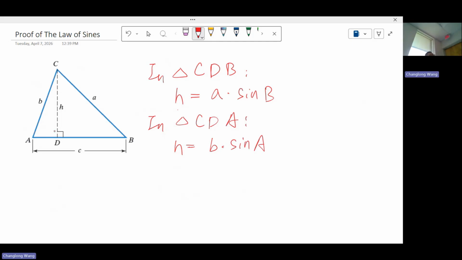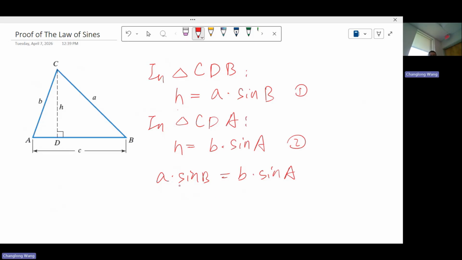Now I'm looking at the small right triangle on the left. Now, what can we learn from these two equations? It's the same h, right? That means A times sine B must be B times sine A, right? Is that something that you were expecting based on the law of sine? Can I write that equation in such a form that looks like ratios are equal?